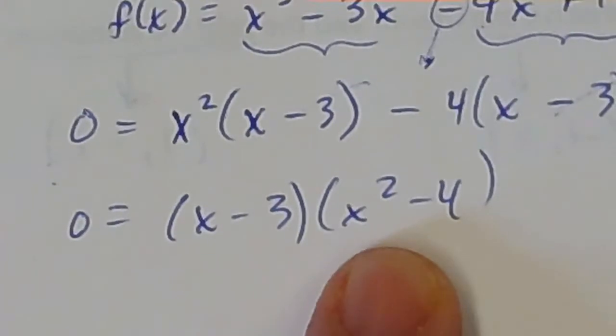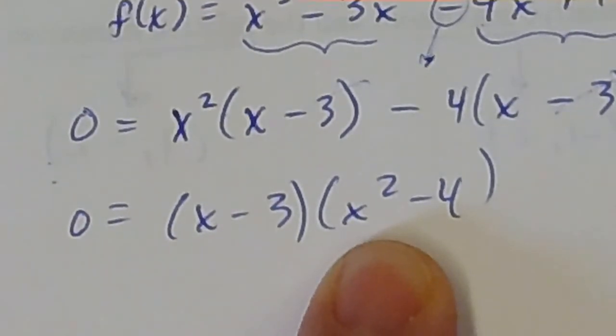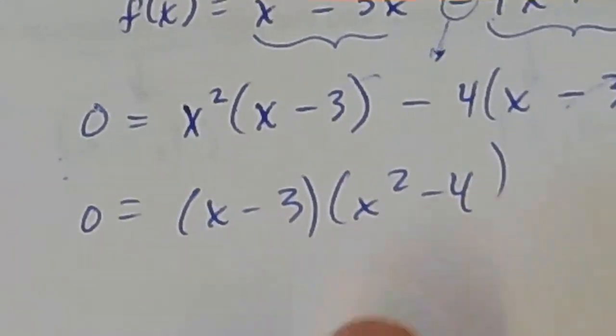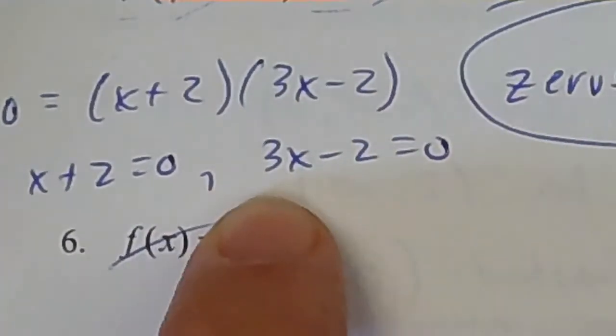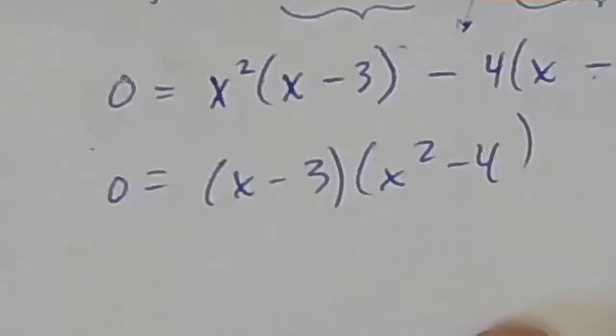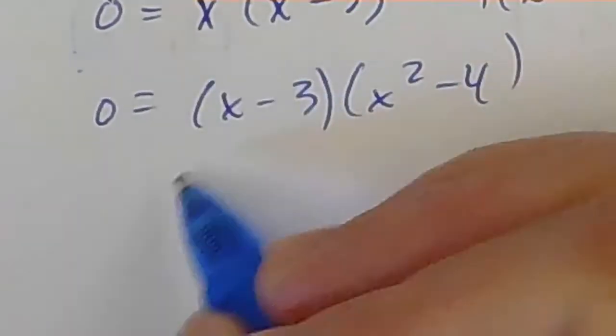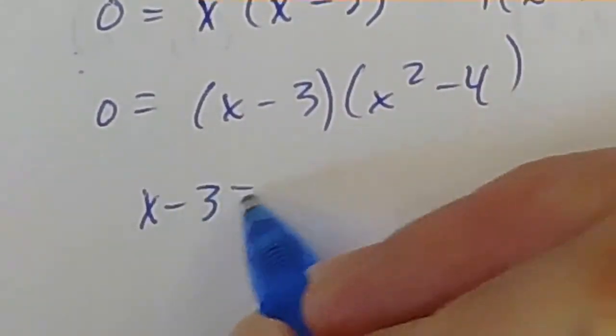Now this is a difference of 2 squares. I could also factor this one more step, making it x plus 2 and x minus 2. But if you didn't see it, and you set both of these equal to 0 and did the zero product law, like we always do, then it's going to work too, because we could use the square root method. So your call. I'll go ahead and set both of these equal to 0 right now.